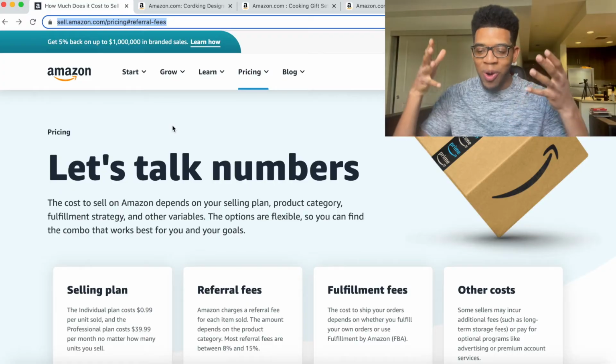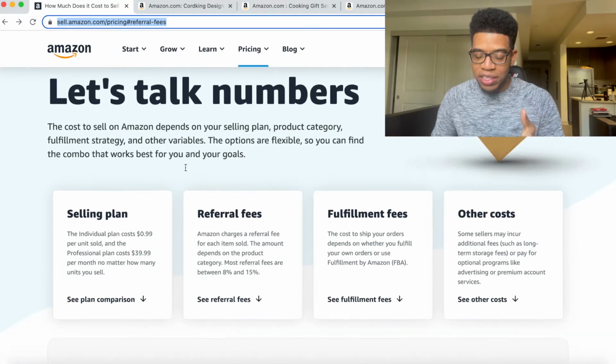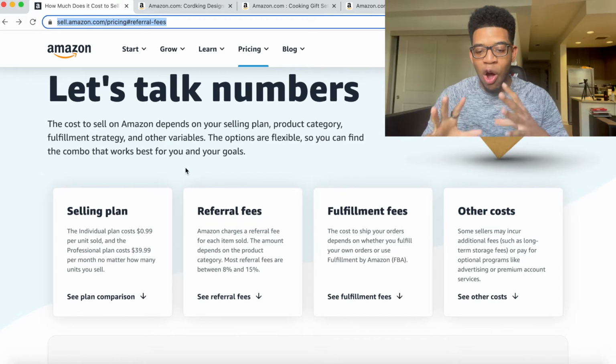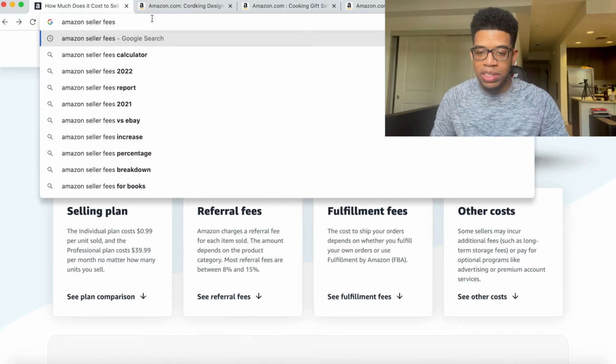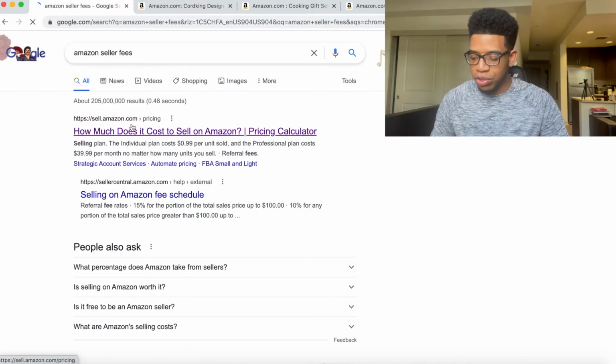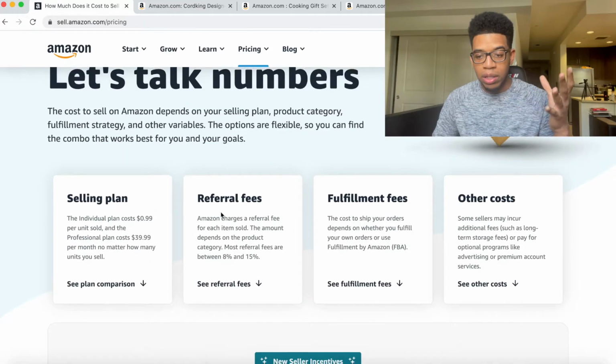All right, guys, so we're on the laptop now. Let's talk numbers. So what exactly is this page? This is the page where Amazon breaks down all the different fees, such as the selling plan, referral fees, and fulfillment fees. But first, how do we get here? We simply just type in Amazon seller fees into Google, hit enter, and then we see "How much does it cost to sell on Amazon?" Click on that, and now we're here.